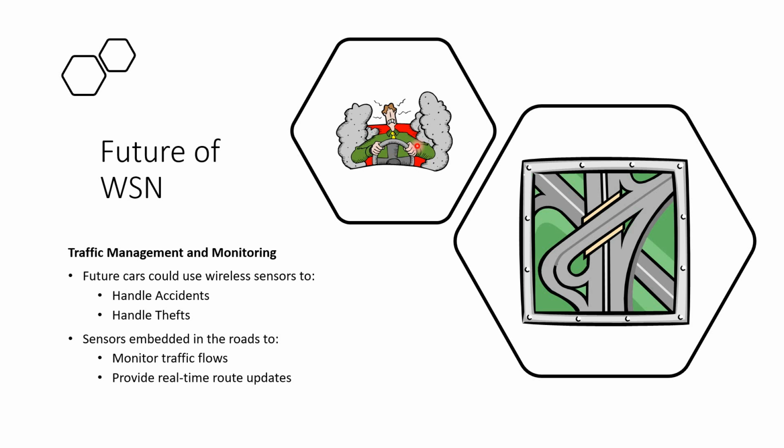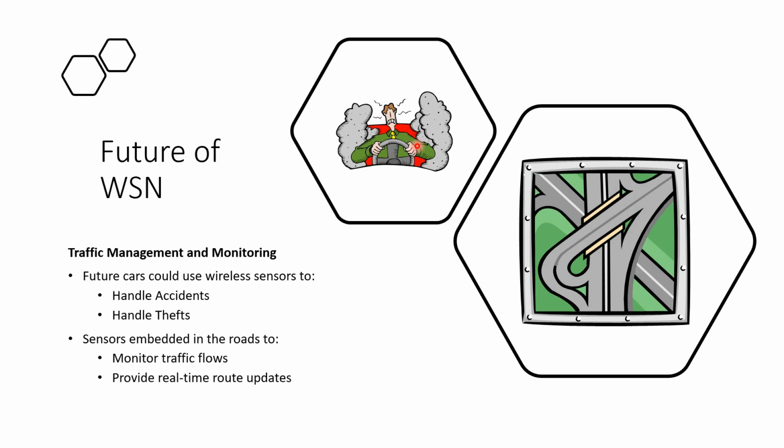Also in traffic areas, for traffic management and monitoring, future cars can use wireless sensors to handle accidents and thefts. Already there are some cars which, if you open the car without the keys, give a signal. But there are still no sensor networks which can detect or handle accidents. Sensors can be embedded in the roads to monitor traffic flows and provide real-time route updates as well.